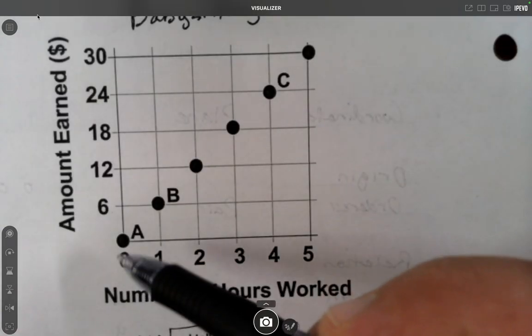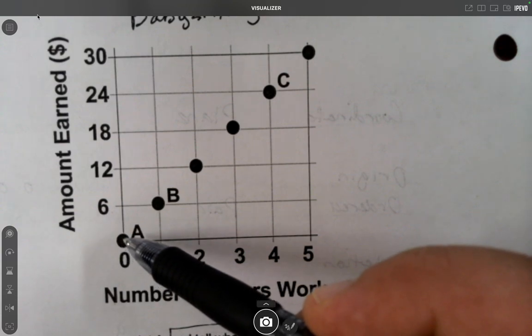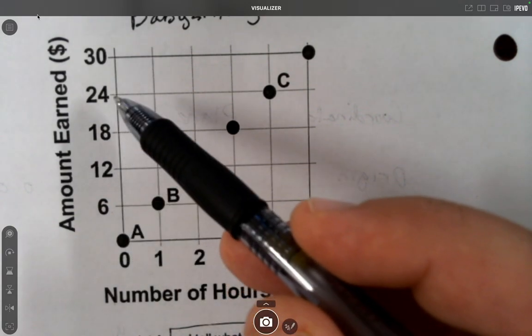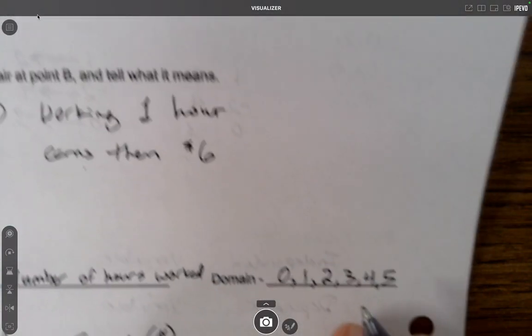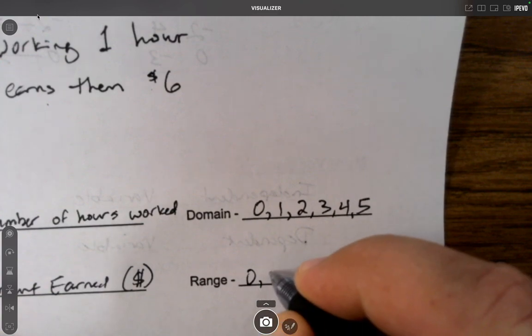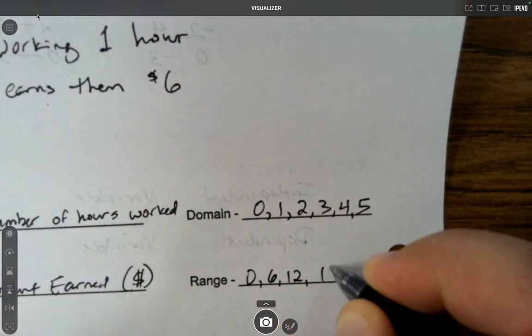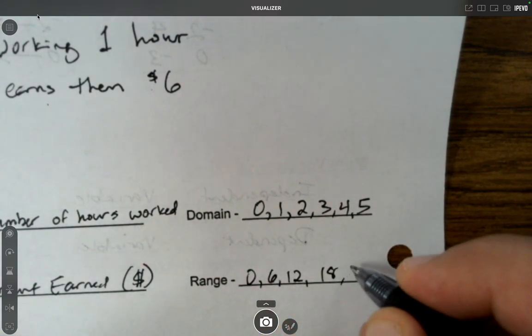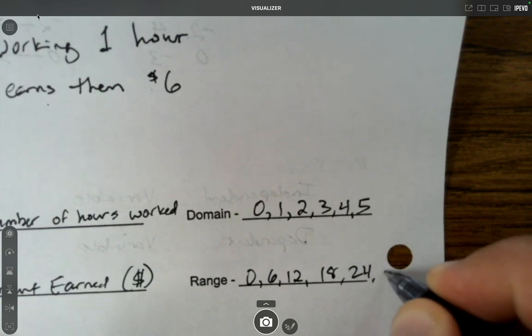The range is the y values 0, 6, 12, 18, 24, and 30. So the range is all the amounts of money they could earn, which is 0, 6, 12, 18, 24, and 30.